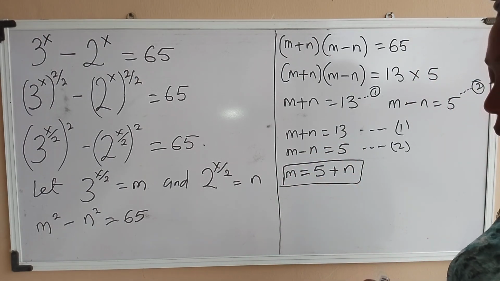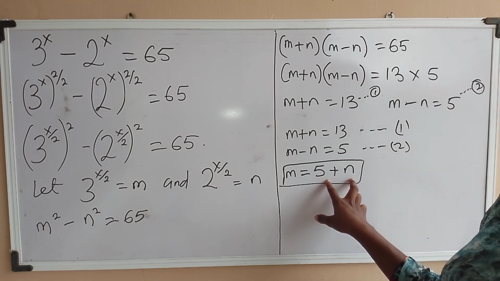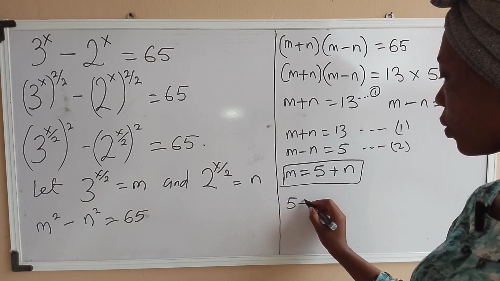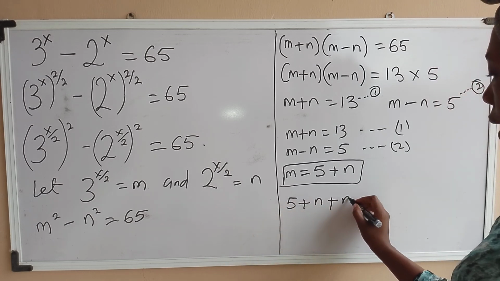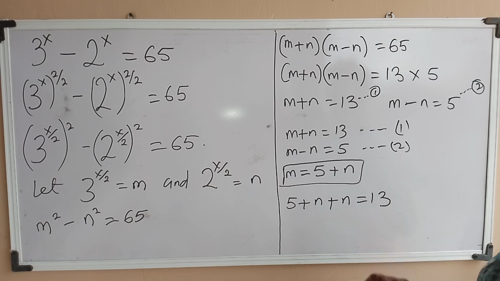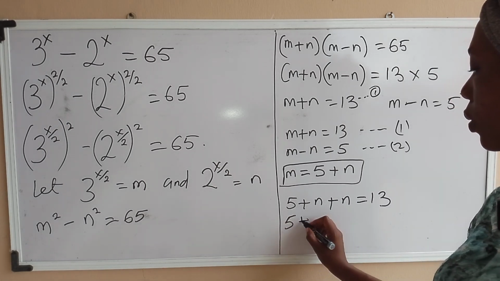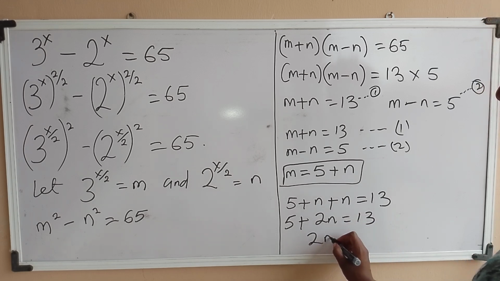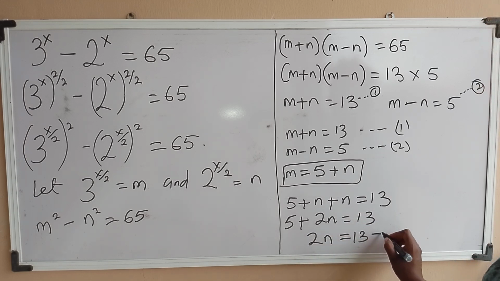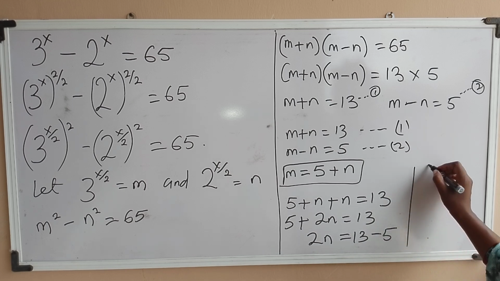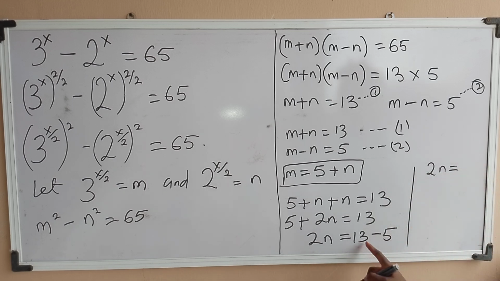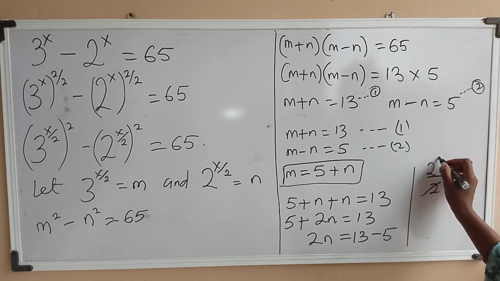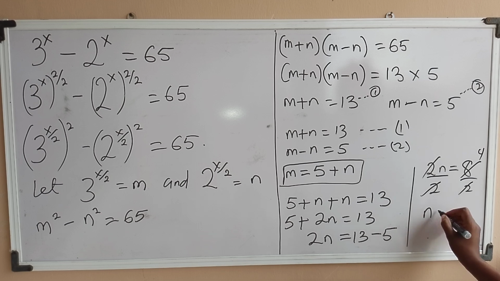So anywhere I see m, I'm going to substitute this value. So we're using this one to solve. That's 5 plus n, plus n, equals 13. And this will give us 5 plus 2n equals 13. When we collect like terms, we have 2n equals 13 minus 5, which will give us 8. Divide both sides by 2, we have 4. So our n is 4.